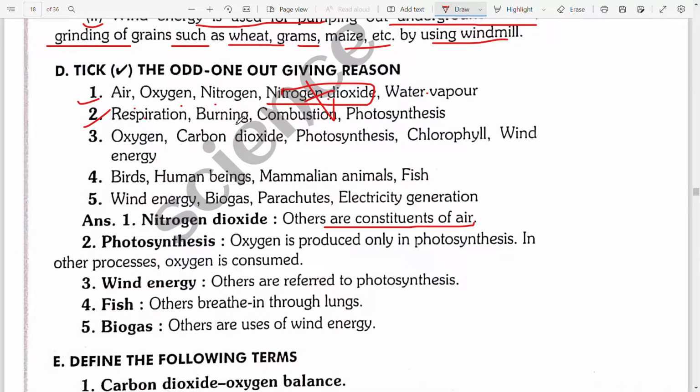Second: respiration, burning, combustion and photosynthesis. In this, photosynthesis is the odd one out because oxygen is produced in photosynthesis. In the other processes, oxygen is consumed.